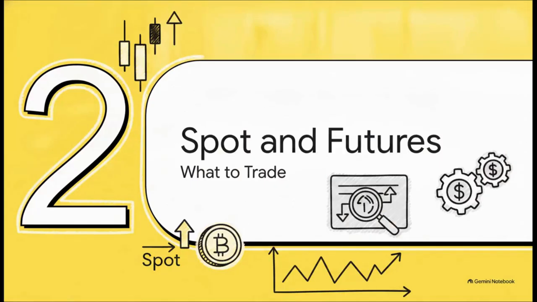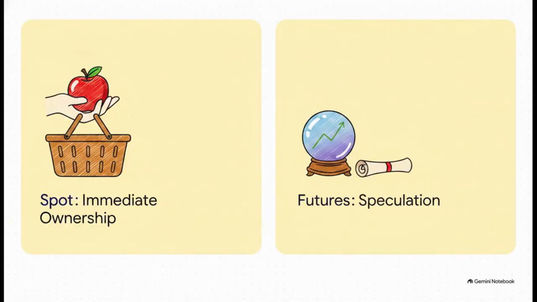Section 2. Spot and futures trading. Okay, once you've chosen your exchange, you have to decide what kind of instrument you actually want to trade. Let's compare the two primary methods here. Spot trading is incredibly intuitive. It's exactly like buying an apple at the grocery store. You pay the current spot price and you take immediate possession of the actual asset. If you buy Bitcoin on the spot market, you now hold that physical, digital Bitcoin in your account.